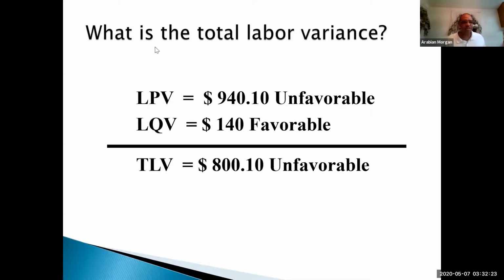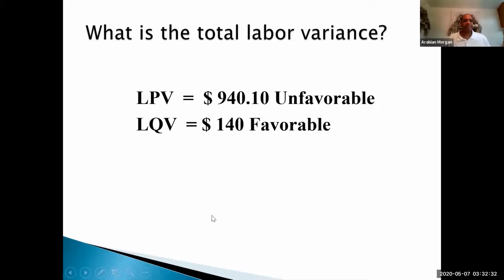Okay, so let me go through this again. Why is this unfavorable? Let me back up here. I've got the labor price variance is $940.10, unfavorable. The labor quantity variance is $140, favorable. Because these two signs are different, one is unfavorable, the other is favorable, I'm definitely going to subtract the numbers.